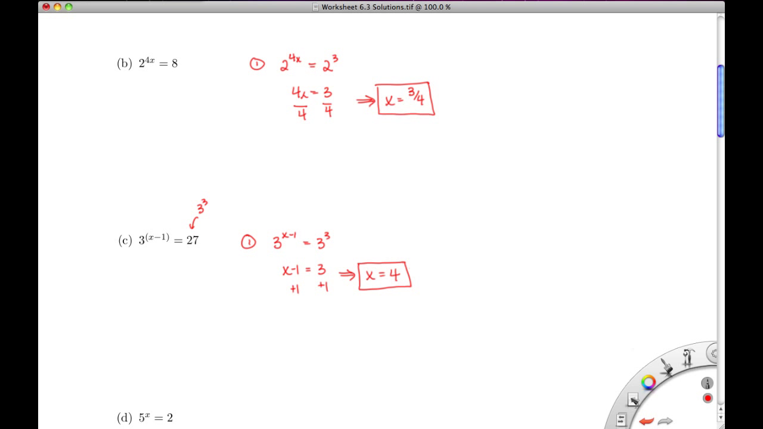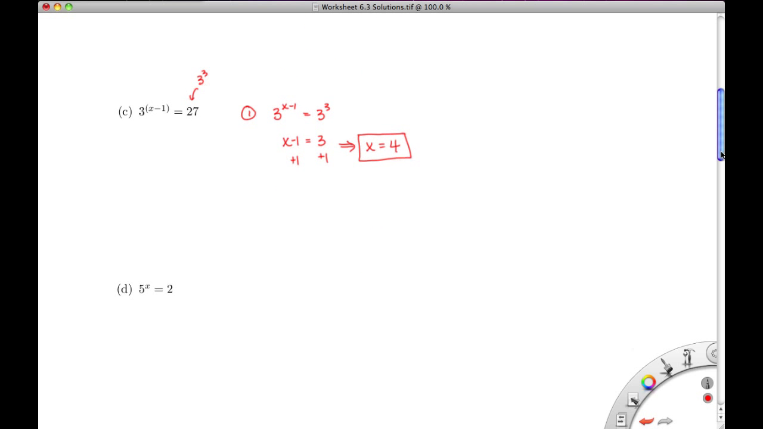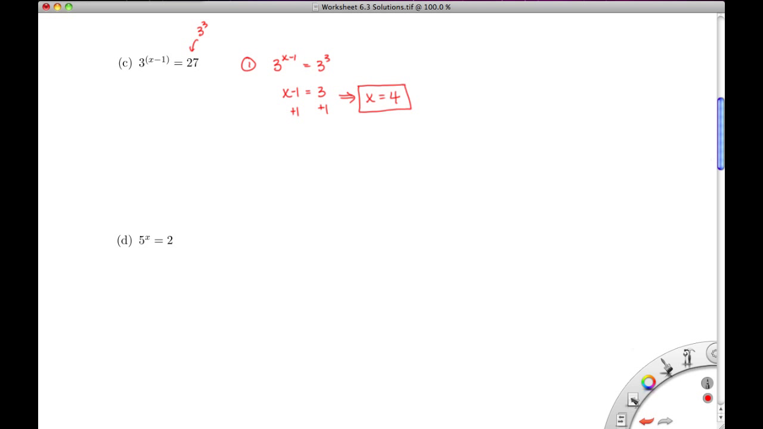And that's how we can do that one. So now here in part D, we have to consider other options. So we've got 5^x is equal to 2. Well, I'm sure there's some exponent we could use to write 2 as an exponential with a base of 5, but it's not obvious. So we're going to go ahead and use that second option.